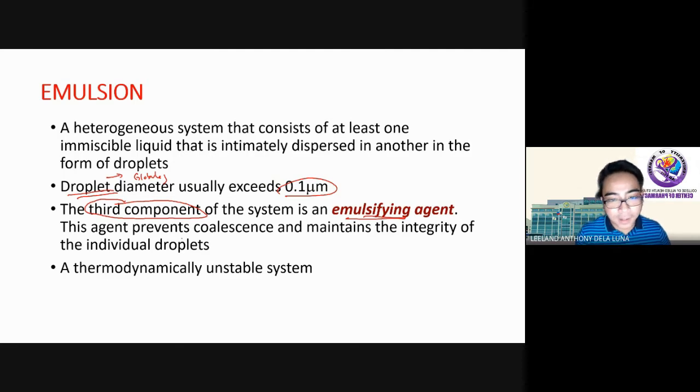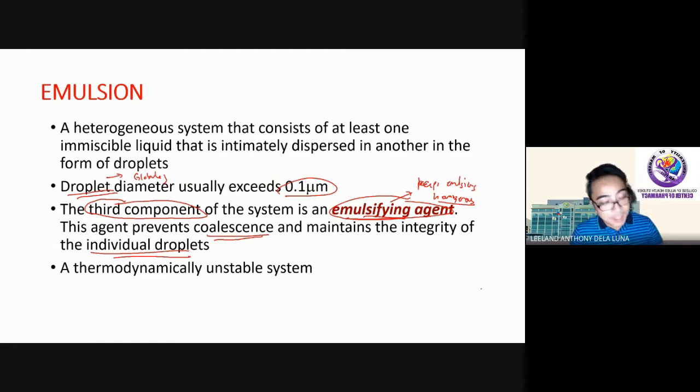Now, this agent prevents the coalescence. Iniiwasan niya na mag-separate or mag-coalesce yung ating emulsion and maintains the integrity of the individual droplets. Kumbaga, the emulsifying agent class keeps emulsions homogeneous. Kaya sabi natin class, as much as possible, pharmaceutically class, we want our preparations to be homogeneous. Para equal ang dosing, at the same time, it's aesthetically pleasing tingnan.